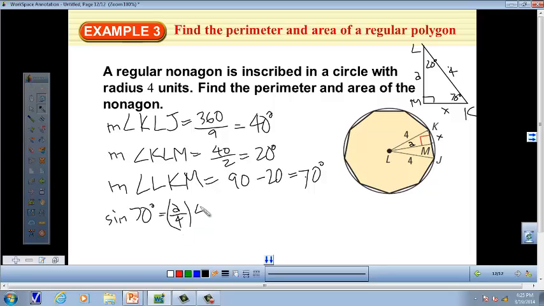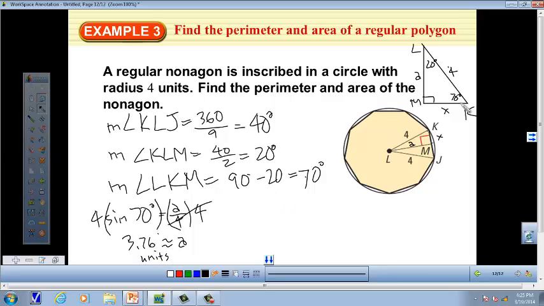We're going to use that to find the apothem. Multiplying both sides by 4, those cancel, and we get A is approximately whatever 4 times sine 70 is. 4 times sine 70, and we get 3.76. And this is units.